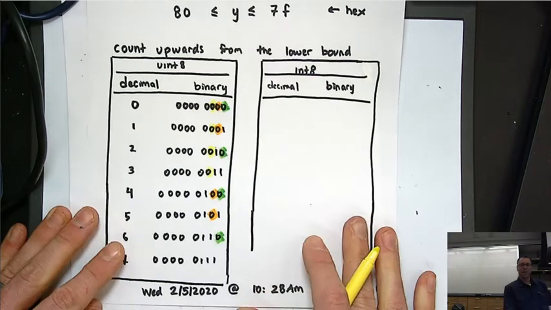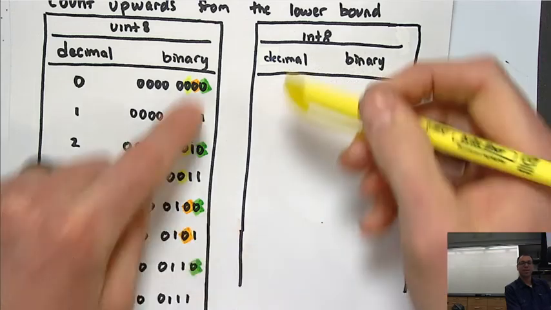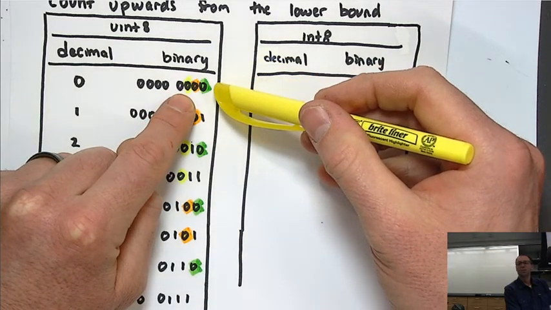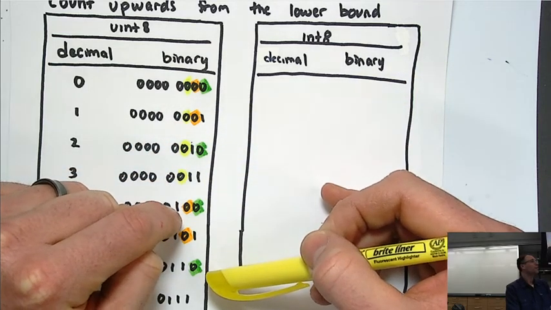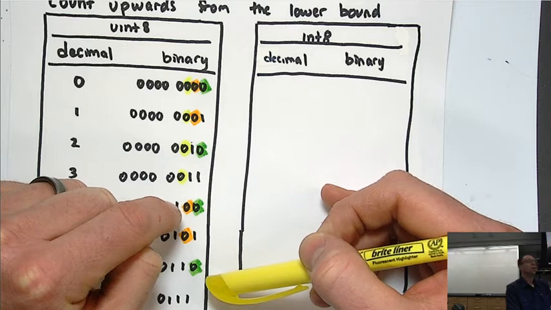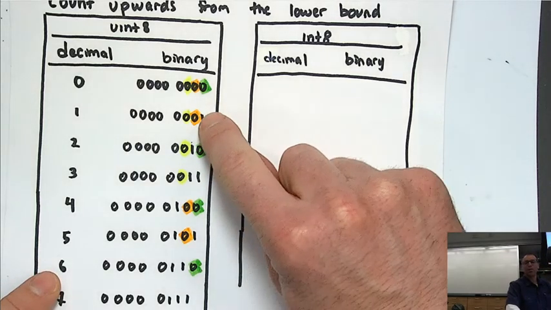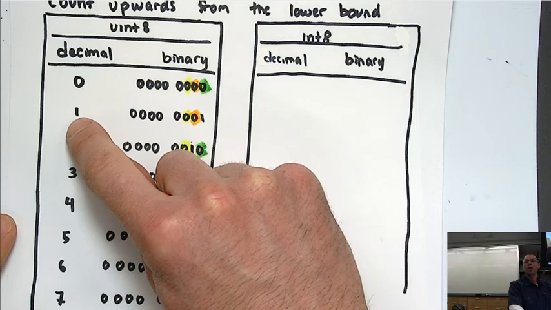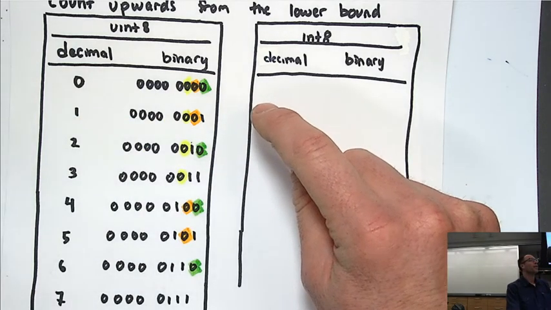What pattern do you see in that bit string? The least significant bit flip-flops between 0, 1, 0, 1, 0, 1. Why does that make sense in terms of counting? I want you to use the words odd. Say it again. Odds and evens. When the least significant bit is 1, that correlates with an odd number. When the least significant bit is 0, it correlates with an even number.